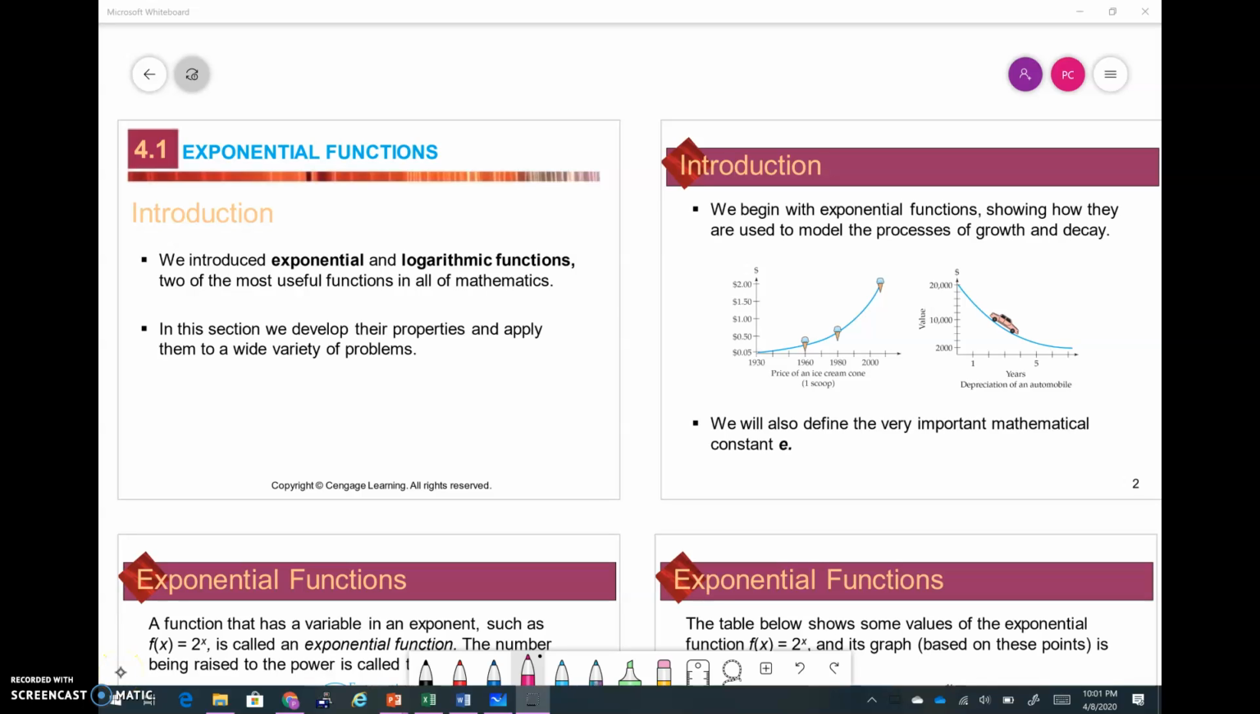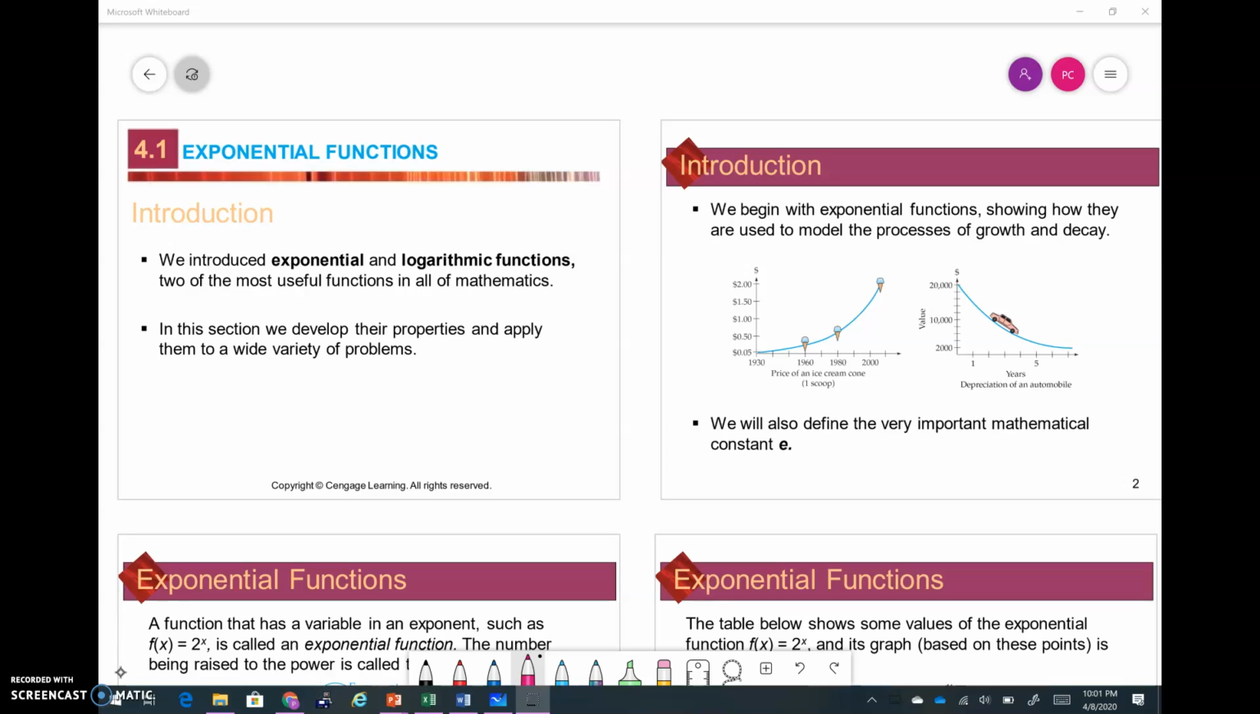Alright, this is a video for section 4.1 for business calculus. In this chapter we're going to talk about exponential functions and logarithmic functions and how to deal with them in calculus. For this section, we introduce exponential and logarithmic functions, which are two of the most useful functions in all of mathematics, and we're going to develop their properties and apply them to a wide variety of problems.